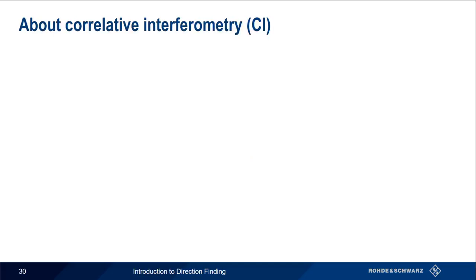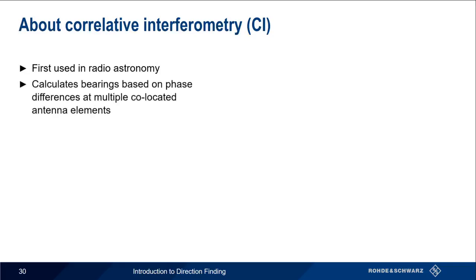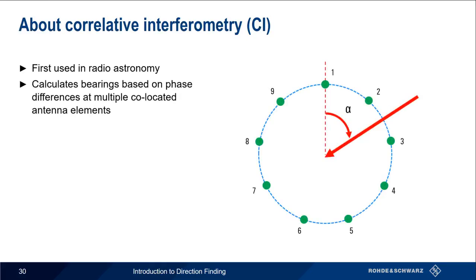Like many other direction finding methodologies, correlative interferometry was derived from another application, in this case radio astronomy. Correlative interferometry determines bearings by calculating differences in the received signal's phase, as seen at multiple co-located antenna elements. CI antennas almost always use an odd number of antenna elements arranged in a circular pattern. Let's take a closer look at how this methodology works.